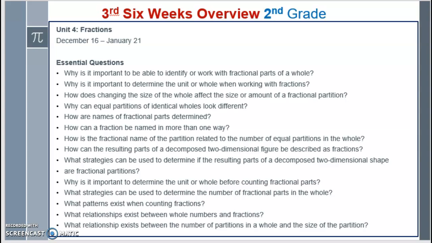Essential questions for fractions in second grade could be: Why is it important to be able to identify or work with fractional parts? Why is it important to determine the unit or the whole when working with fractions? Why does changing the size of the whole affect the size or amount of the fractional partition? How are the names of fractional parts determined? What patterns exist when counting? And then again, what strategies can be used to determine if the resulting parts of a decomposed 2D figure or shape are actual fractional partitions?